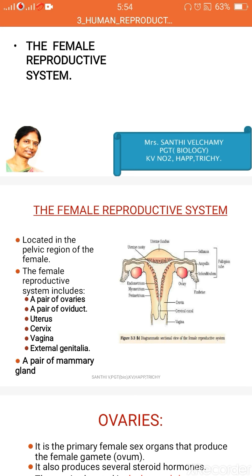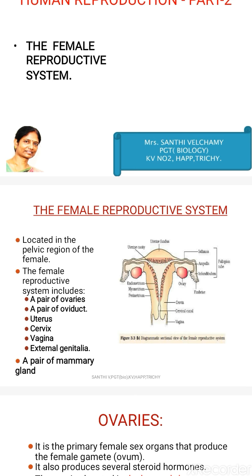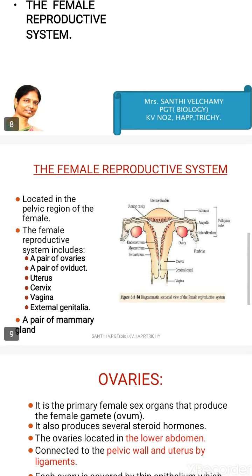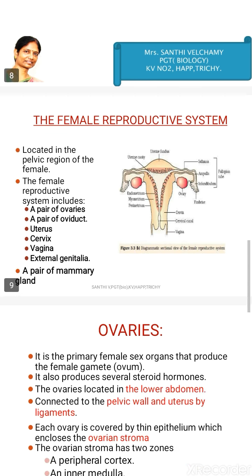The female reproductive system consists of different organs: a pair of ovaries, a pair of oviducts, uterus, cervix, vagina and external genitalia, and a pair of milk glands also. They are mainly located in the pelvic region of the female. Now let us study the first portion, that is the ovary.